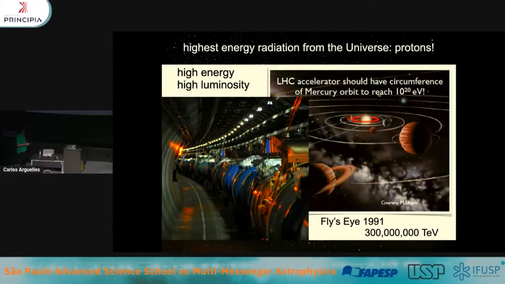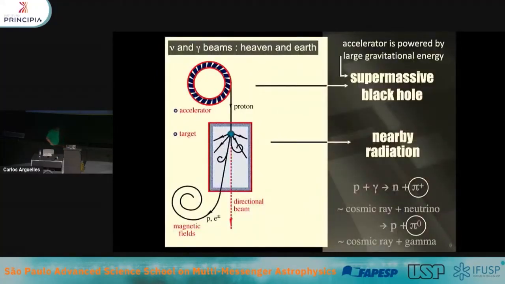I'm not going to say the number of zeros, but it's a very large number. And if you want to do that with an anthropogenic accelerator, something that we could build here on Earth, you will need an accelerator that roughly has the diameter of Mercury. So somehow nature does this for us. And so this is my one slide on how accelerators work. And I know you talked about it in much better detail last week.